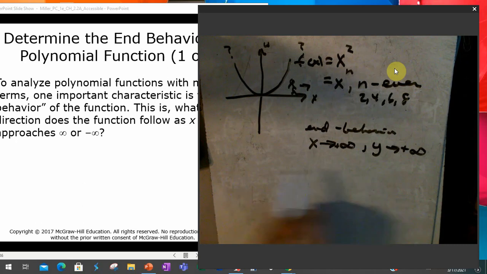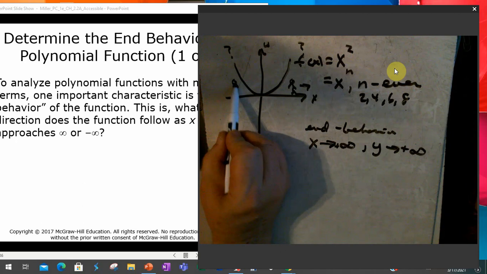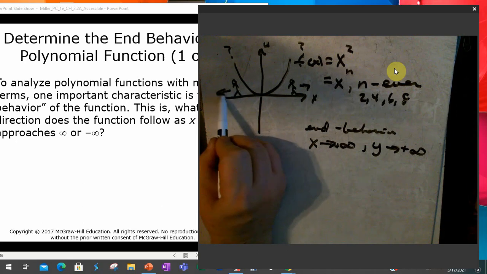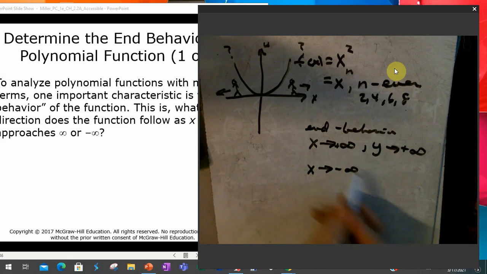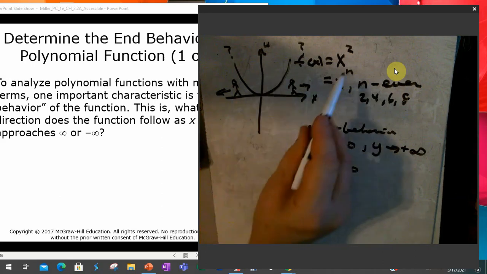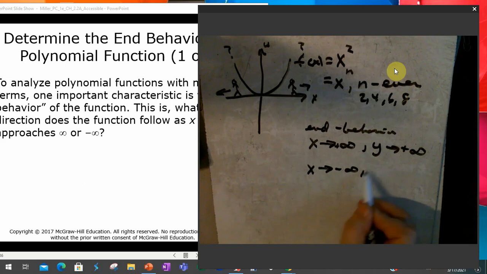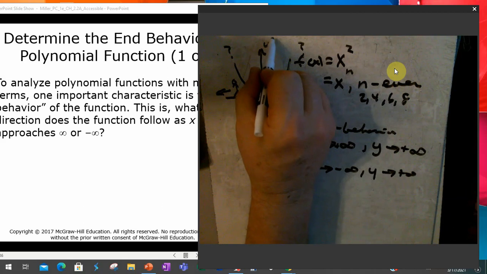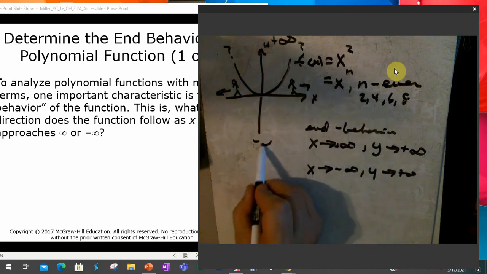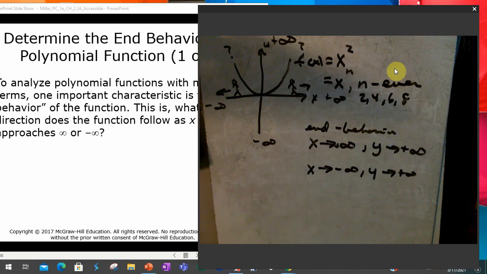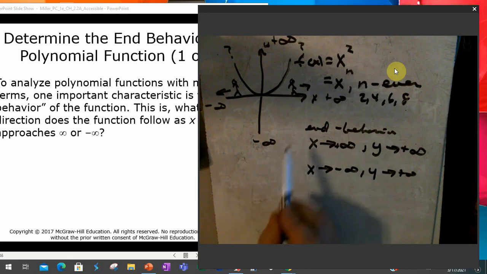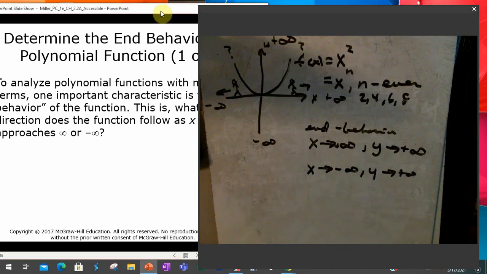What about if this guy is walking the other way? Got a guy out here walking toward negative infinity. For this function, he's looking up, and again, y is going to plus infinity. Remember, it's just like a number line: plus infinity this way, and negative infinity that way. That is the end behavior. That's what it's telling you here.